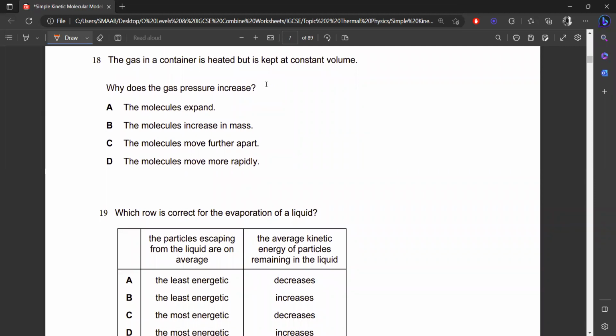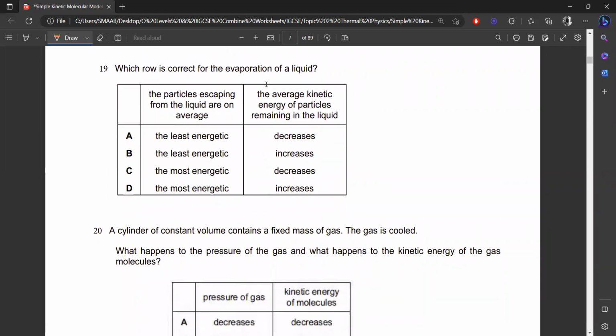Question number 18. The gas in a container is heated but is kept at constant volume. So what is constant? Gas pressure, the molecules increase in mass? No, D. The molecules move more rapidly. So that's why pressure will increase.